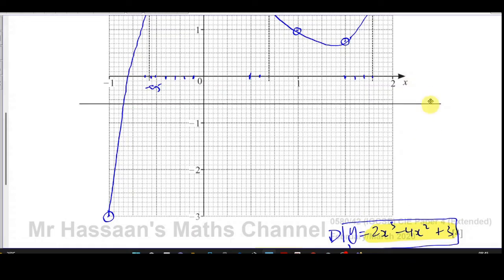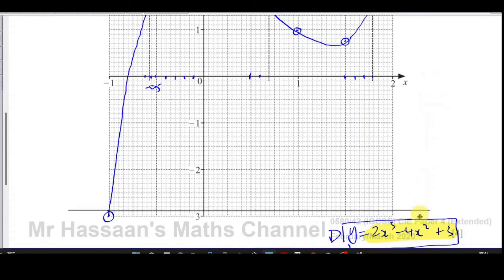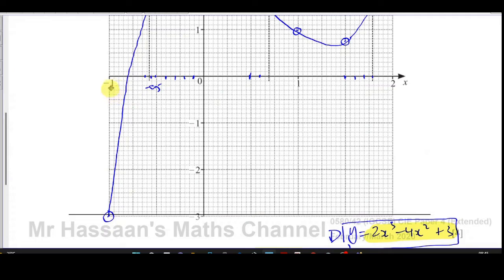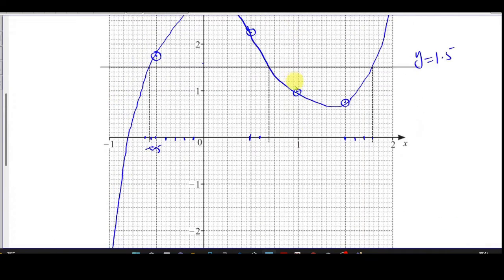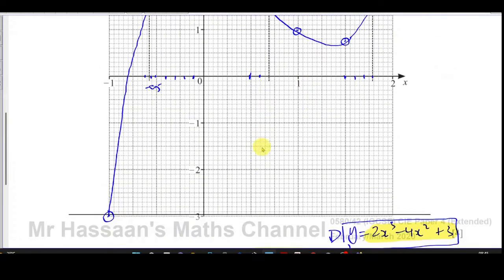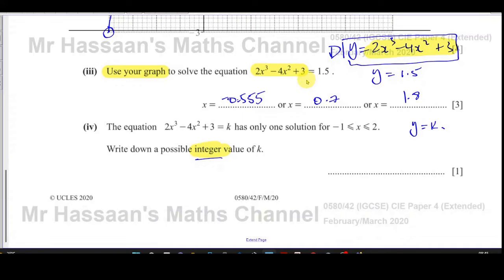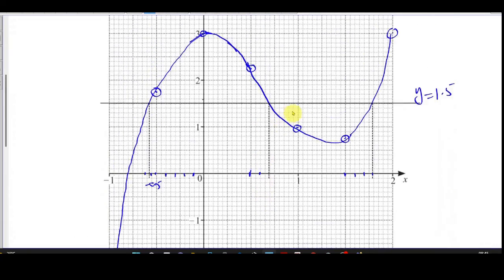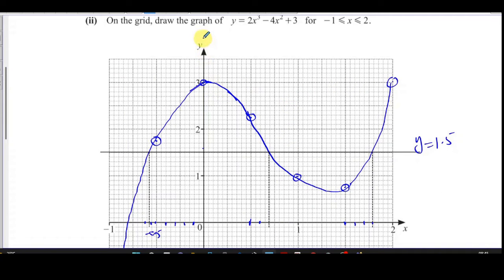So that will be a value of k for which there will be 1 solution in this particular restricted x value region. So we can write k equals 0, or if you want, negative 1, negative 2, negative 3. All of those would be correct answers. But writing k equals 4, for example, will not be correct. Writing k equals 3 is not correct either, because it's going to have 2 separate solutions here.